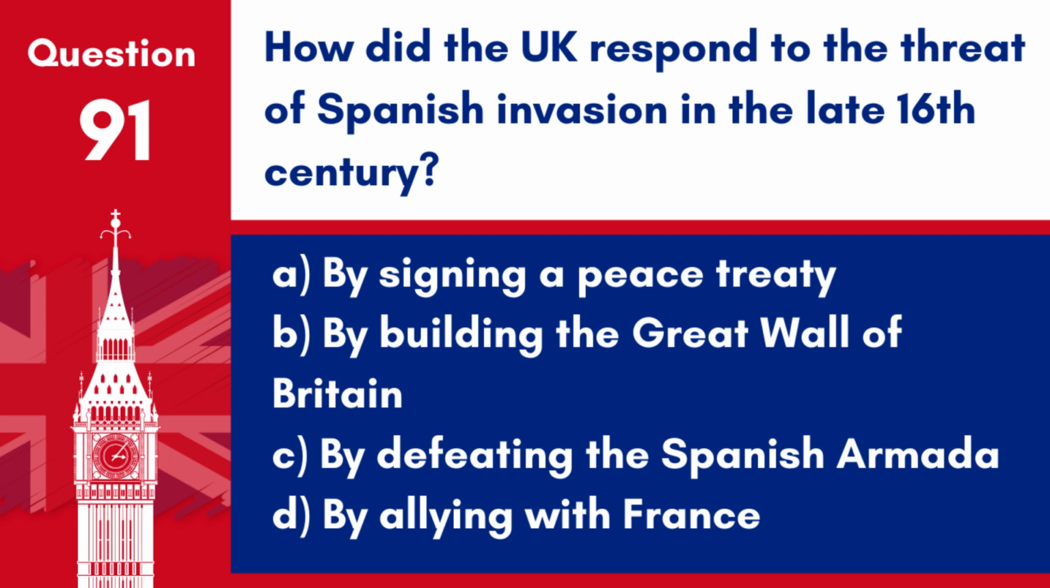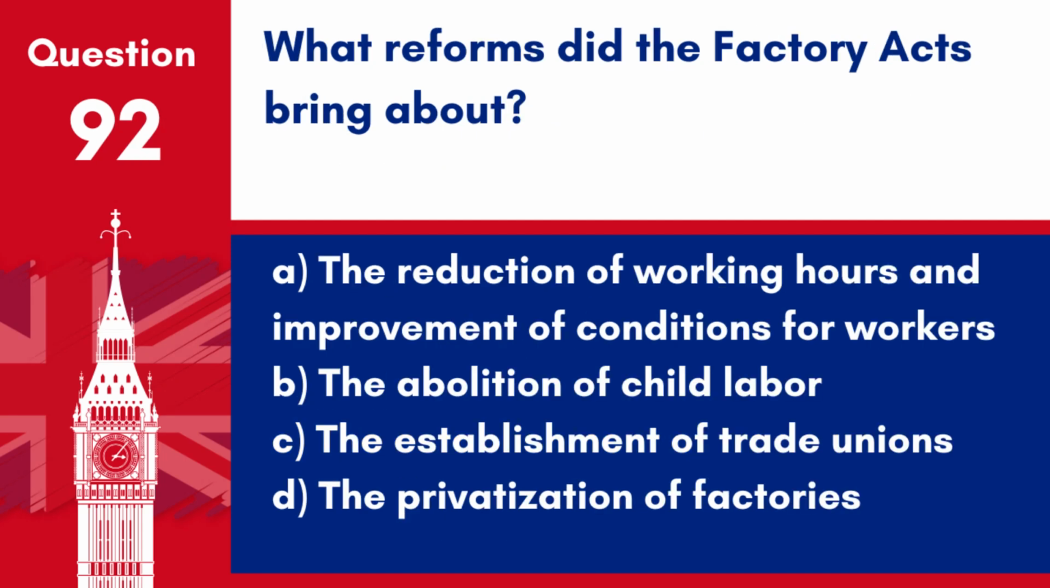C. By defeating the Spanish Armada. D. By allying with France. Answer: C. By defeating the Spanish Armada. The UK responded to the threat of Spanish invasion by defeating the Spanish Armada in 1588, a pivotal moment in English naval history.